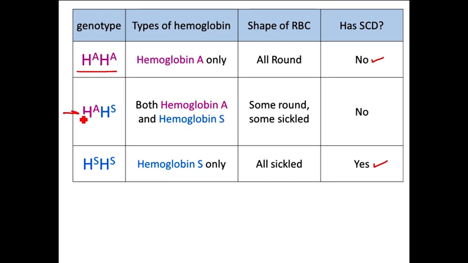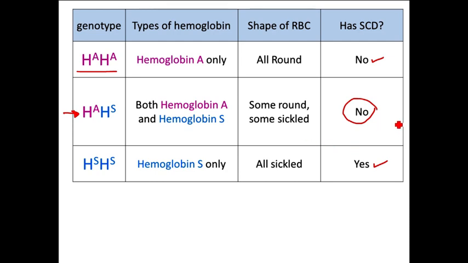Now let's look at the people who are heterozygotes. They have 1 copy of the normal allele and 1 copy of the sickled hemoglobin allele. They make both hemoglobin A and hemoglobin S, and that means that some of their red blood cells will be nice and round and some will be sickled. These people don't have the disease, they don't show symptoms, or if they do, they're very, very mild symptoms, or only triggered by low oxygen levels, like if they go really high up in the mountains.